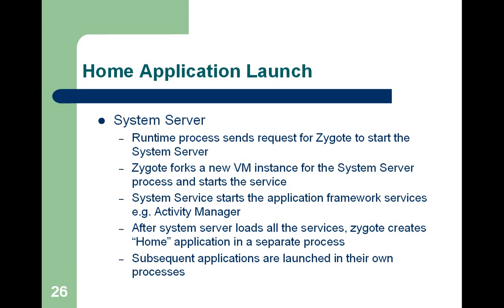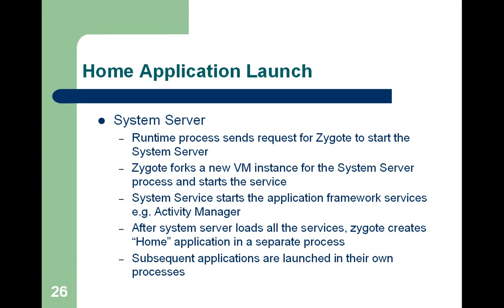Okay, fine. So after the system server loads all the services, zygote creates the home application in a separate process, and subsequent applications are launched in their own process. We will now understand this in the next diagram, which tells how this is really happening.